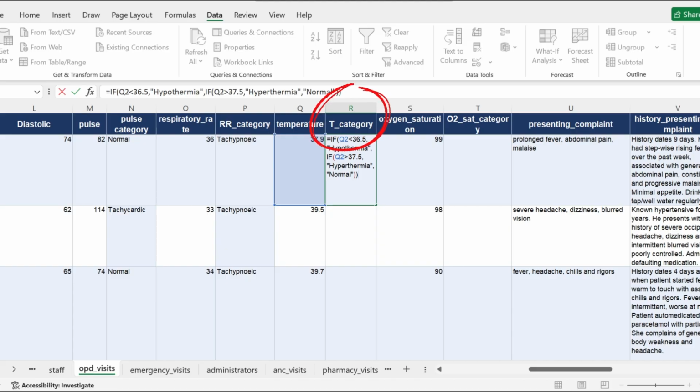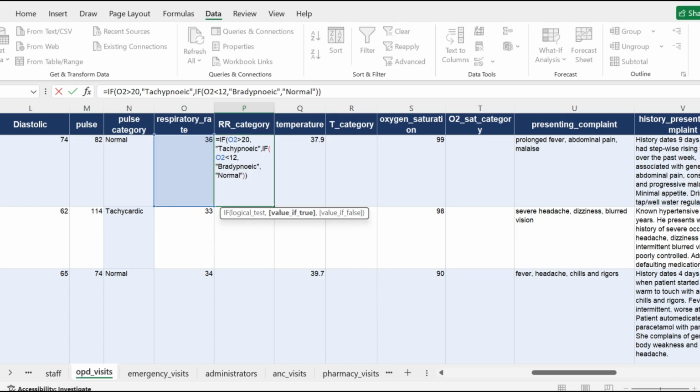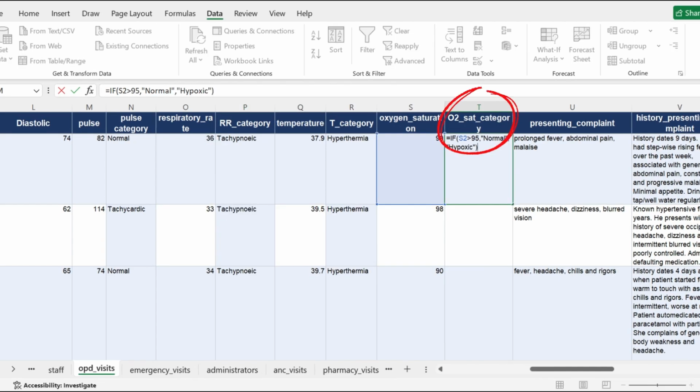Patients with temperatures below 36.5 degrees Celsius will be classified as hypothermic. Patients with temperatures above 37.5 degrees Celsius will be classified as hyperthermic, and all others will be classified as normal. We will then categorize respiratory rate. Patients with respiratory rates greater than 20 breaths per minute will be classified as tachypneic, with patients with respiratory rate less than 12 breaths per minute being classified as bradypneic, all others classified as normal. Finally, we will classify oxygen saturation, with patients with oxygen saturation below 95% being categorized as hypoxic.